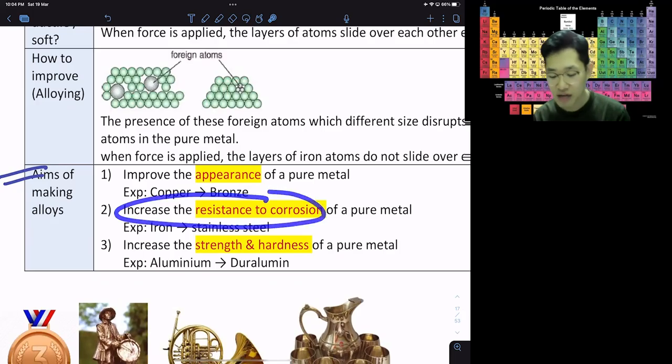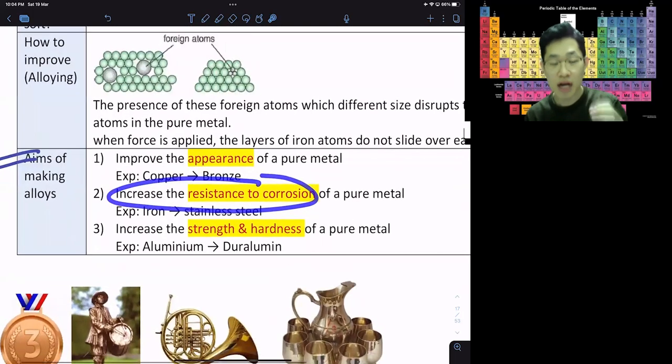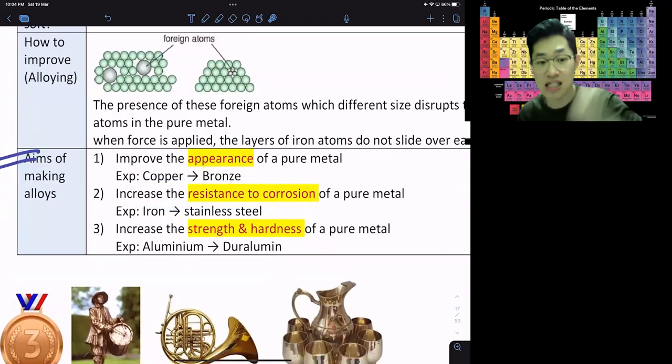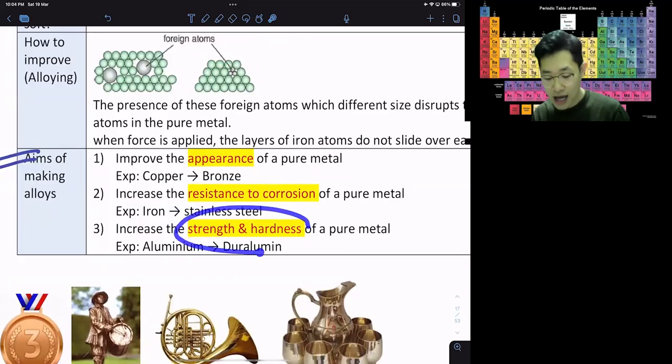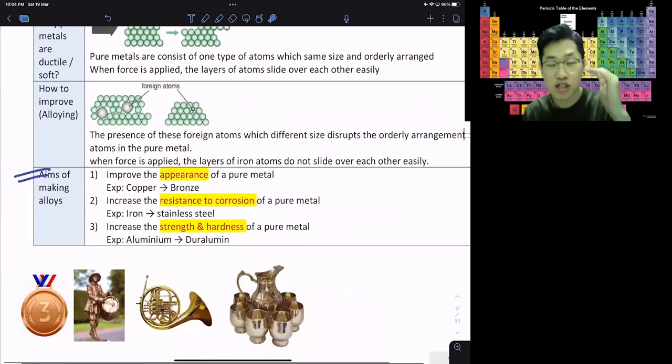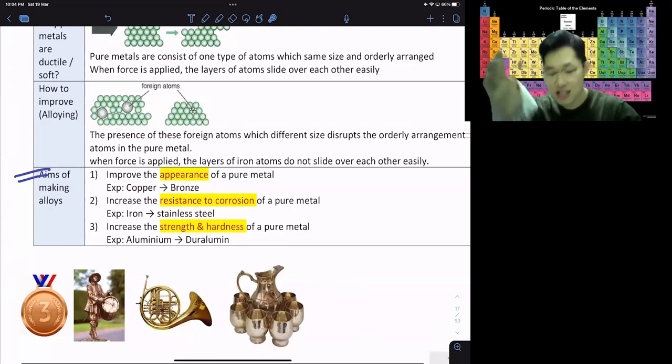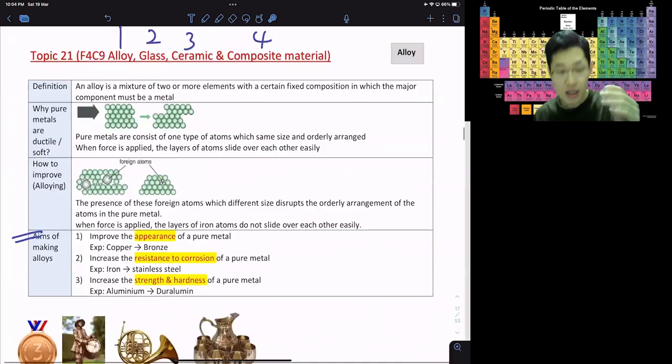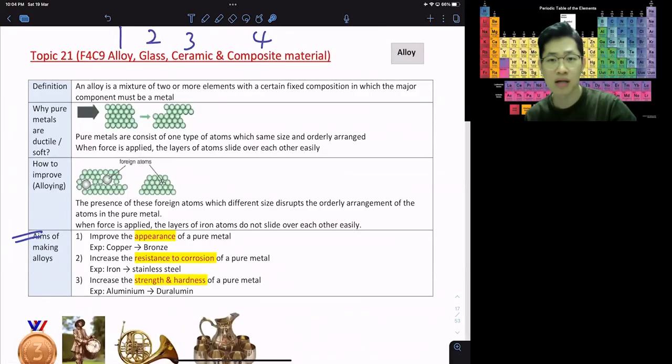It can increase the resistance to corrosion. That means you can write alloy has higher resistance to corrosion. Alloy is harder and stronger. This is a very useful answer to be put in alloy. Later you will see the question. Alloy has quite a high chance to come out. It's either structure or essay, with chapter 5 together, chapter 4 together, maybe 3 chapters together.